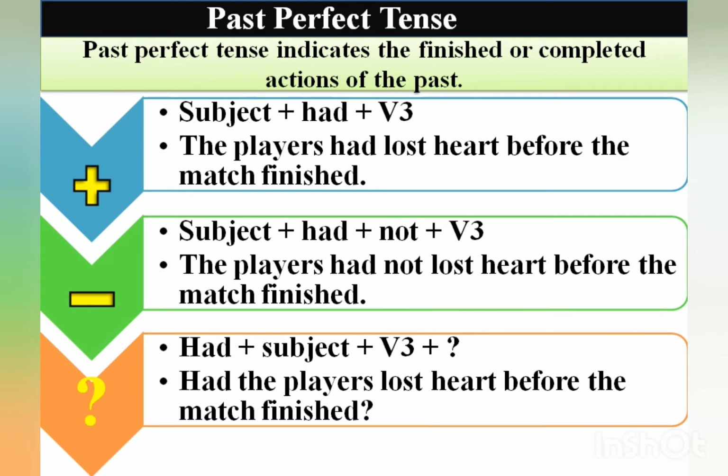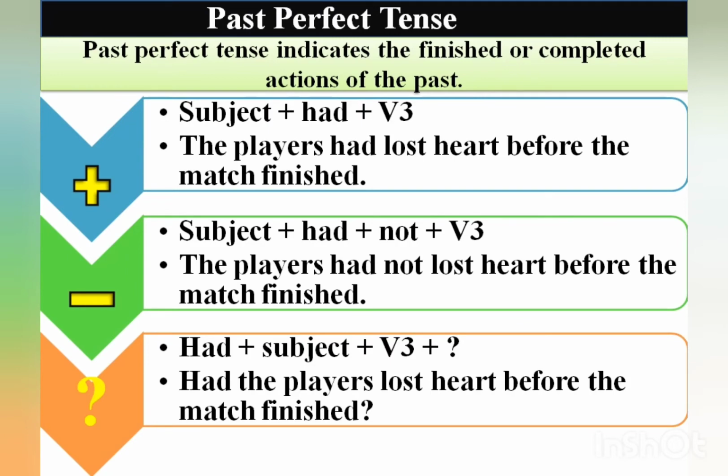Like here, children, you have subject, then you have had, and then you have the third form of the verb. Okay. For present perfect tense, if you remember, you used subject plus have or has plus third form of verb. But in past perfect tense, we have the subject plus had plus third form of verb. That is the past participle form of the verb.